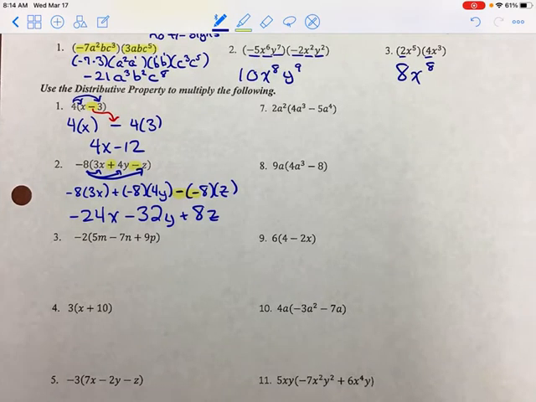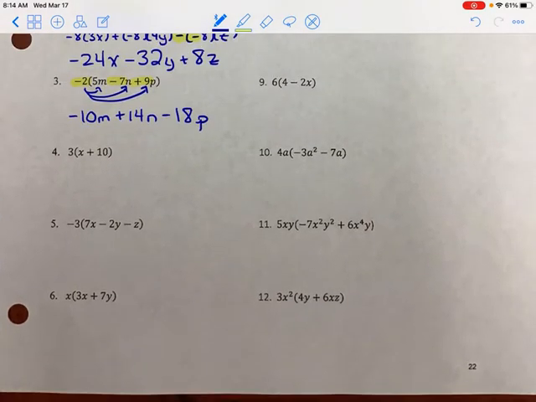Now if you don't like the middle step, you don't have to write it, so let's try that on number 3. I'm going to multiply everything by negative 2. So 5 times negative 2 is negative 10, and I'm going to keep the m. Then when I get to my middle one, I'm multiplying negative 2 times negative 7. That is positive 14. Keep the n. And then negative 2 times positive 9 is negative 18. Keep the p. So that negative has to multiply all the way across. All right, so let's skip down to number 6.